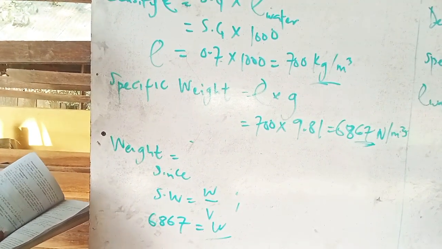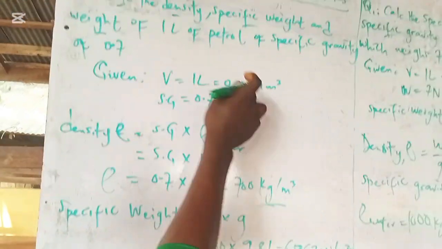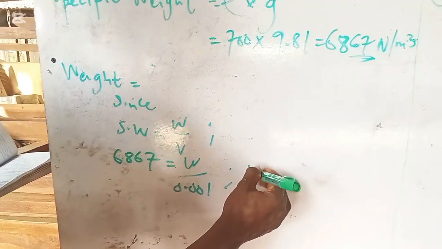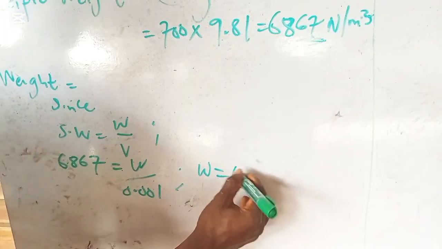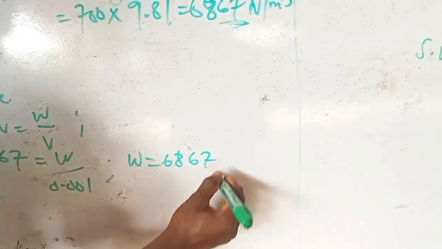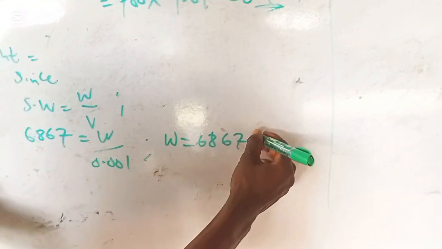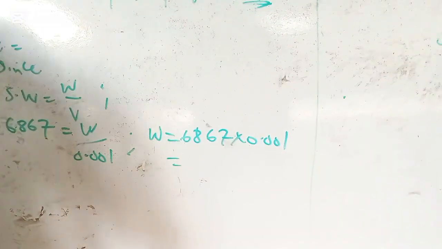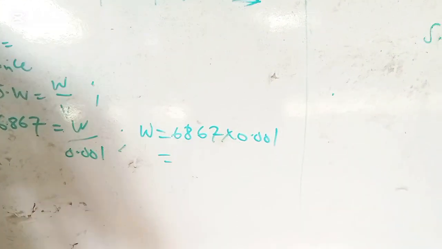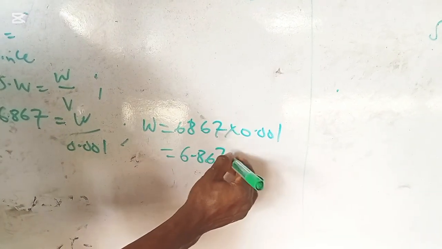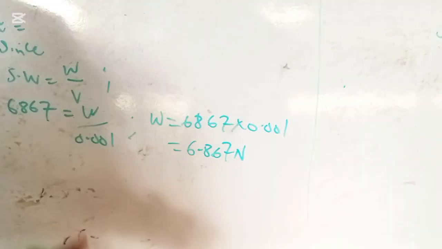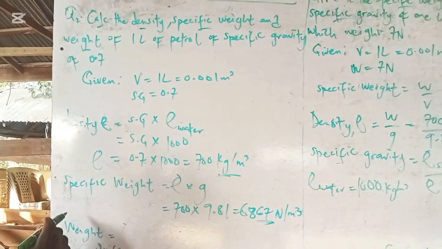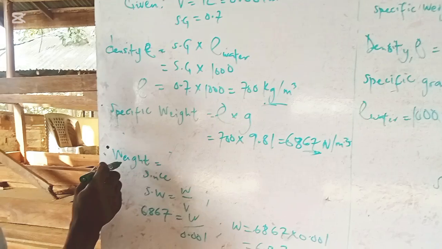Then our volume is what? 0.001. So like that, W will be this multiplied by this: 6,867 multiplied by 0.001. And what will be our answer? It will be 6.867. So we have gotten our density to be 700. We have gotten our specific weight to be this. We have gotten our weight to be this.